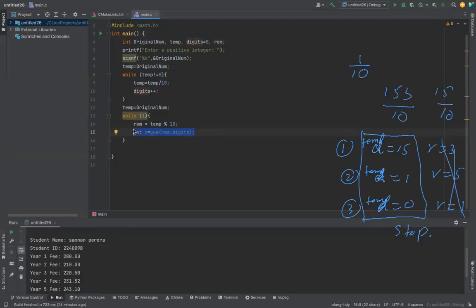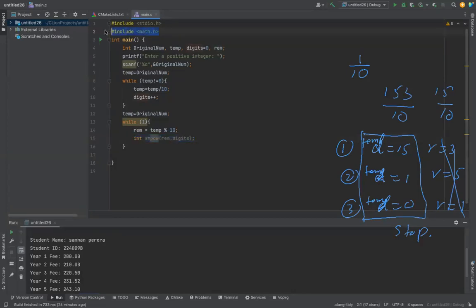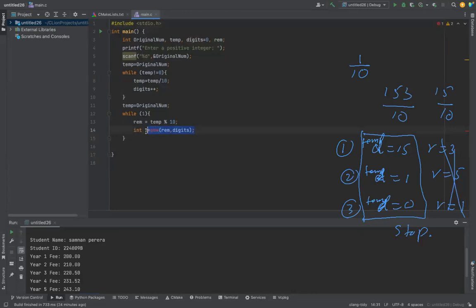If you do not wish to use the math.h header file, what we have to do? Likewise here, you need to write another for loop or while loop in order to calculate this. Let's use a while loop again. Here I write another while loop, an infinite loop initially.